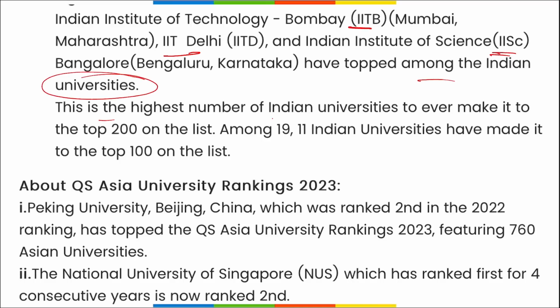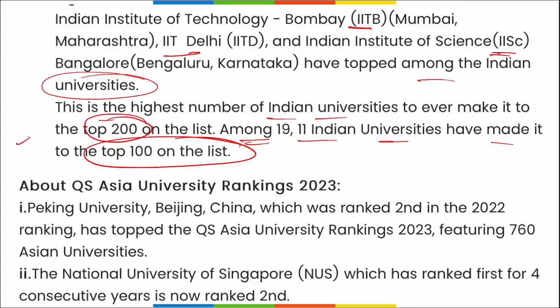This is the highest number of Indian universities to ever make it to the top 200 list, and among 19, 11 universities have made it to the top 100 on the list. If we talk about this QS Asia University Ranking, Peking University of Beijing, China was ranked second in the 2022 ranking and has topped the QS Asia University Ranking for the year 2023.